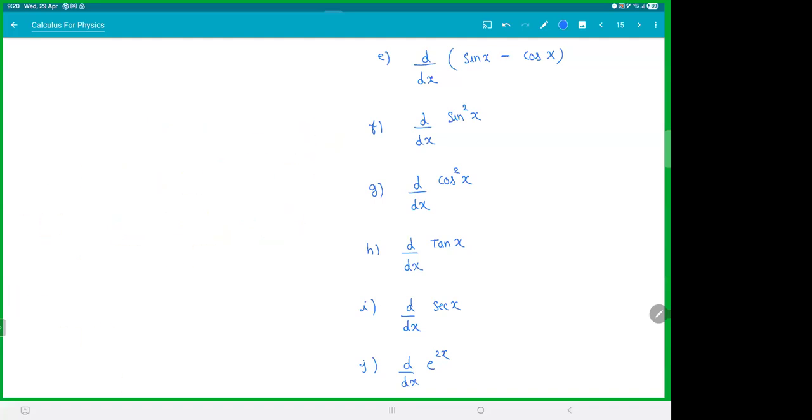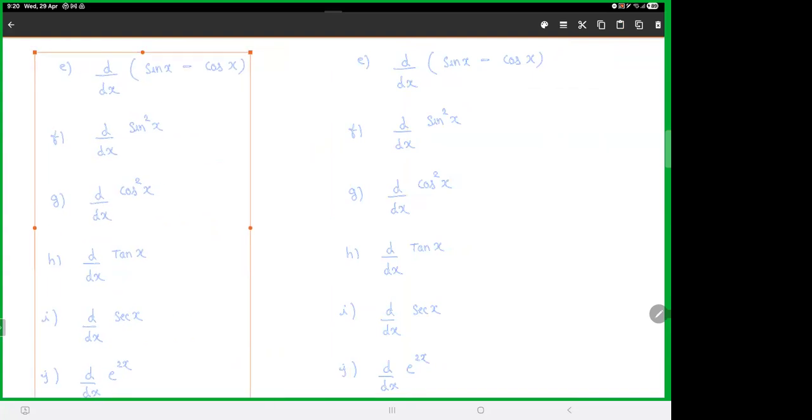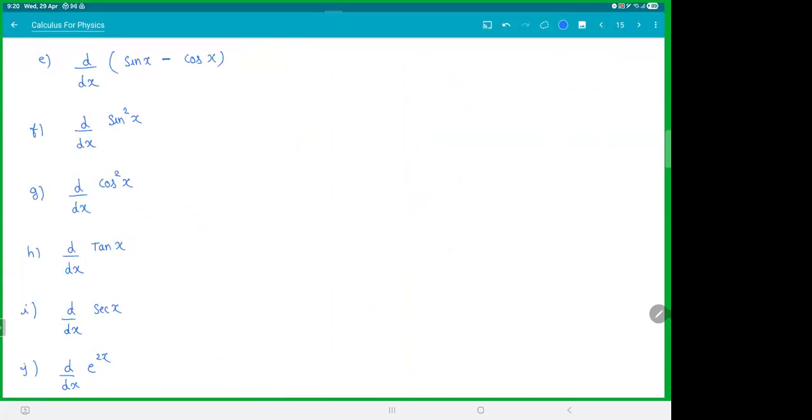E is looking like what? F of x plus g of x. So this can be written as dy dx of sin x minus dy dx of cos x. Sin ka differential, cos x. Cos ka differential, minus sin x. So this would be cos x plus sin x.